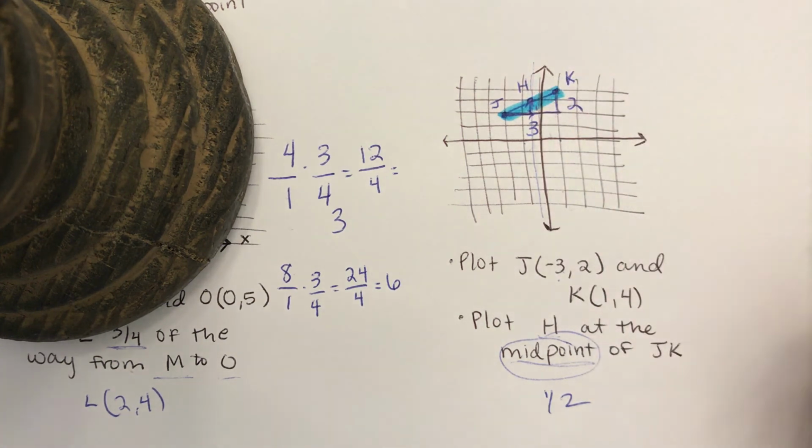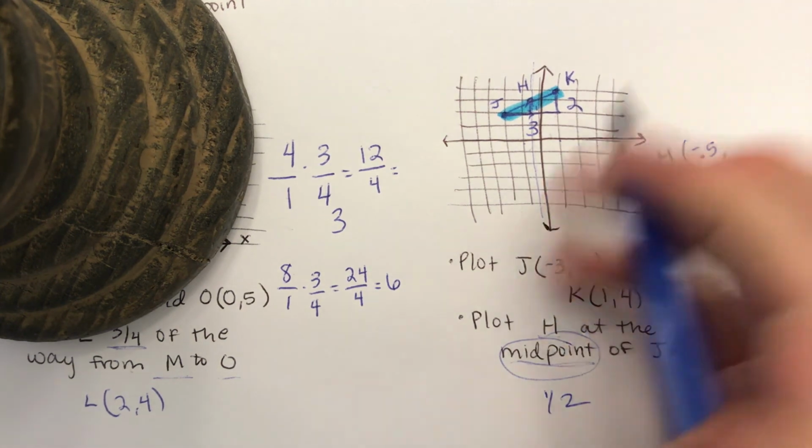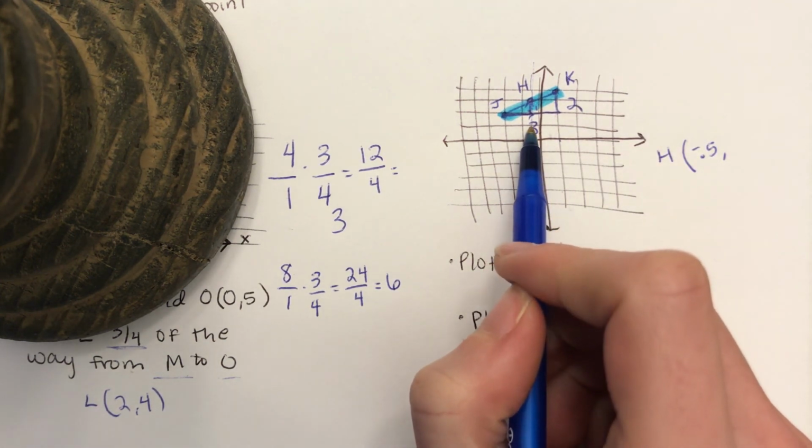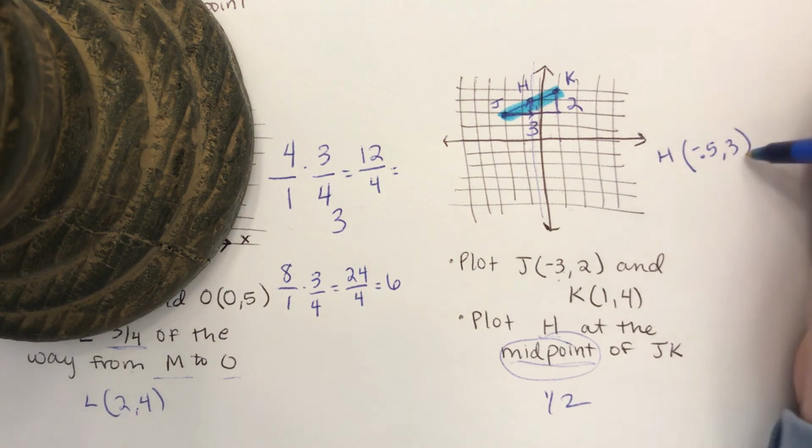and that's going to put me right here, H. So again, I'll give you the coordinate to help make it easier so you can check yourself. So this is going to be at -0.5. Again, it's half of a unit. And then it's up 1, 2, 3. So there's its coordinate.